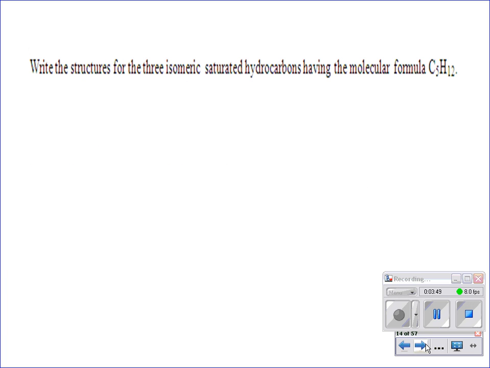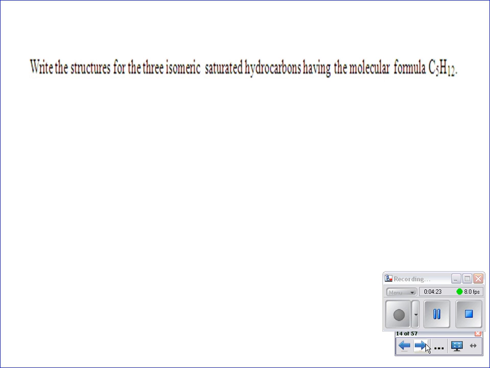Okay, so let's do some practice with everything we've talked about. Write the structures for 3 isomeric saturated hydrocarbons having the molecular formula C5H12. What does it mean, saturated? All single bonds, no double bonds or triple bonds. So we're looking probably then for an alkane because look at the general formula, C5H12. Won't they be alkanes?